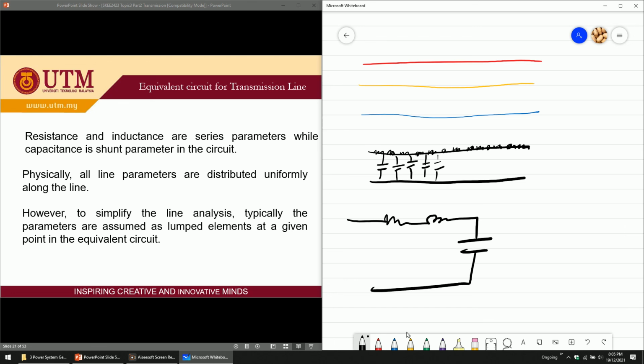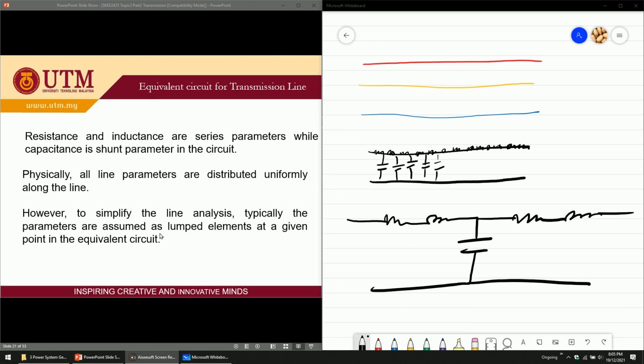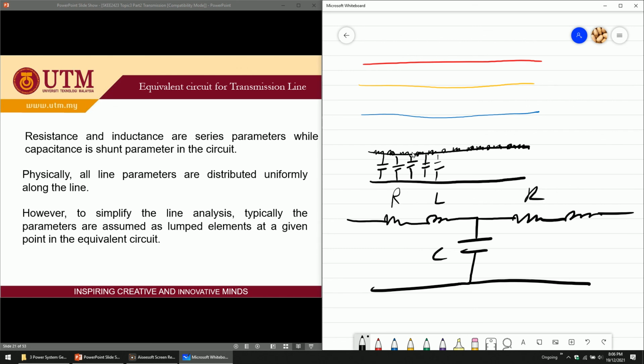That is what this sentence means. Basically we lump everything together into this element, just to simplify it. So this is R, this is L, this is C.